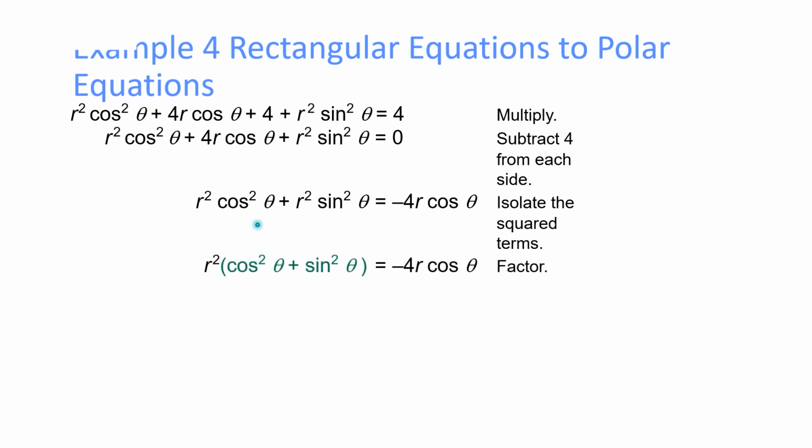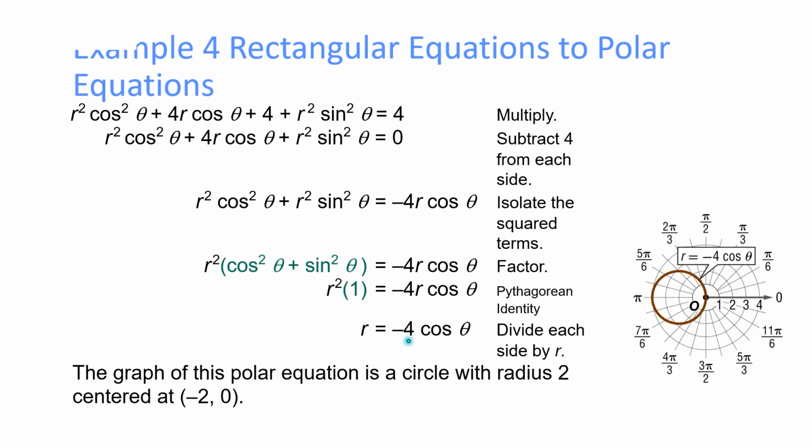We have r squared as a common factor here. So cos squared theta plus sin squared theta is 1, which is the Pythagorean identity. So r squared equals -4r cos theta. Now the r value is going to be -4 cos theta, by dividing both sides by r. So the graph of this polar equation is a circle with radius 2 centered at (-2, 0). You can see here, this is -4. So you take the other side, 1, 2, 3, 4, so 4 units on the negative side, which is the circle.